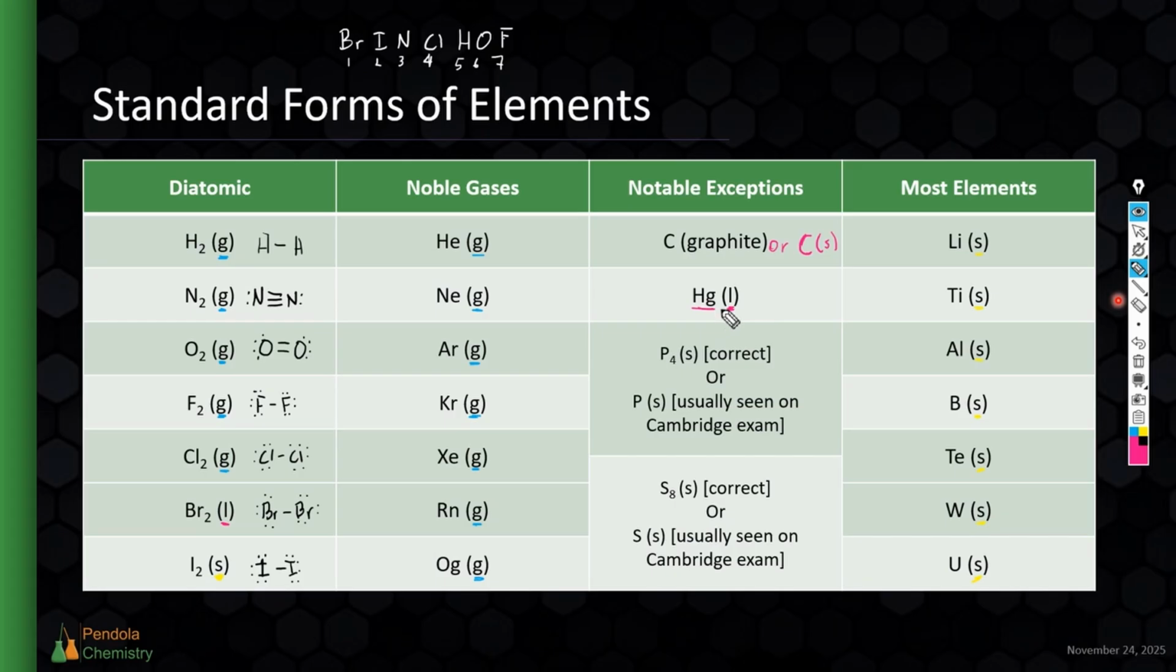Mercury is the only metal, which is just Hg because it is a metallic element. And then bromine is the other one, which is diatomic and a non-metal. So one of each.